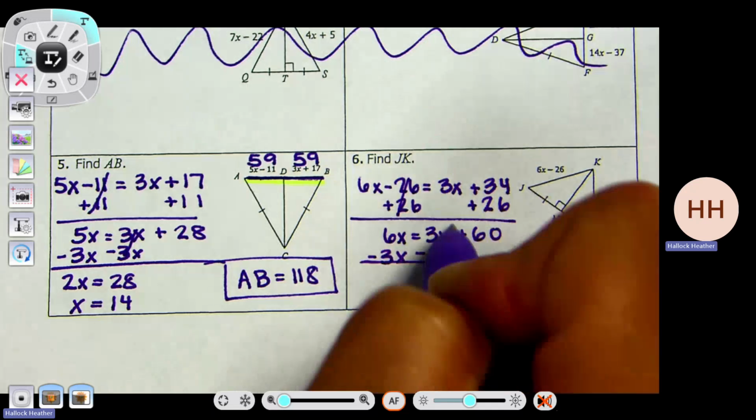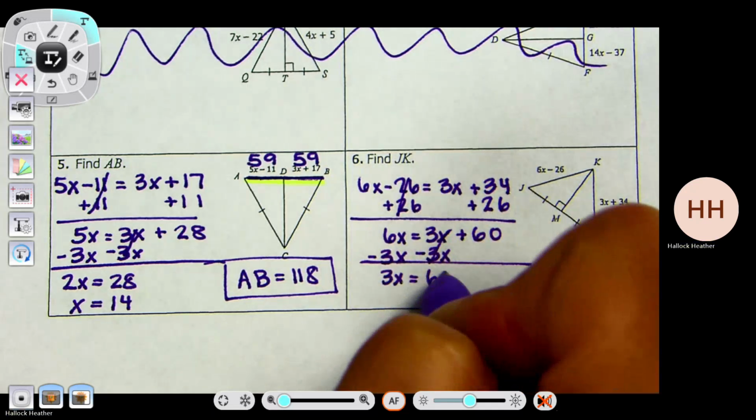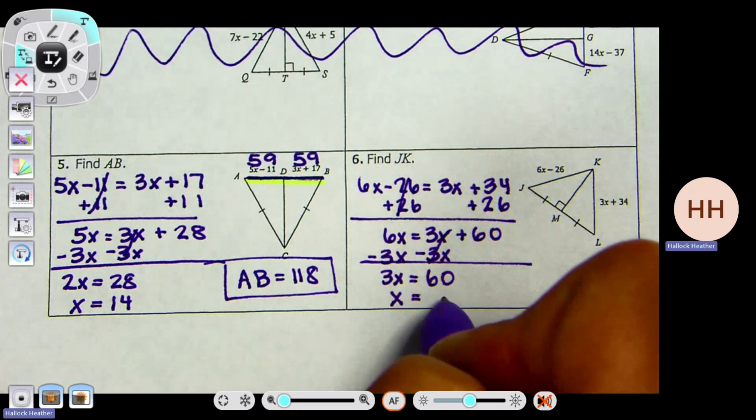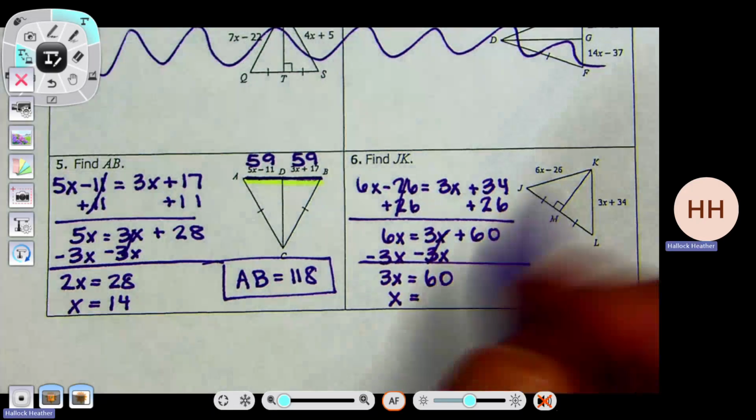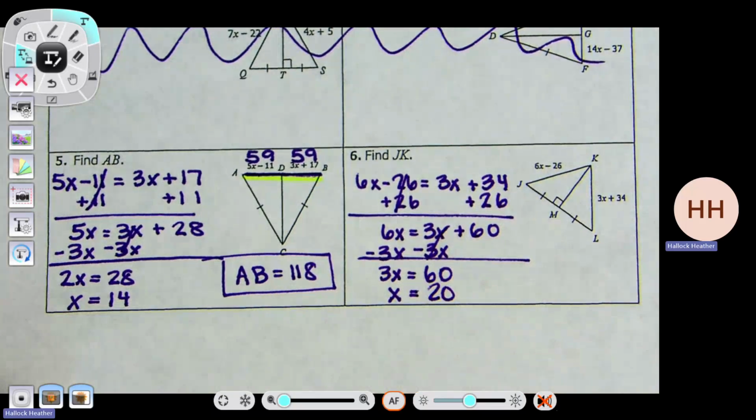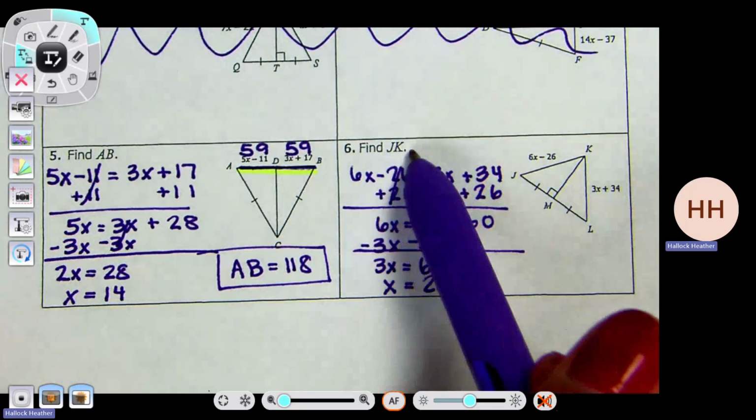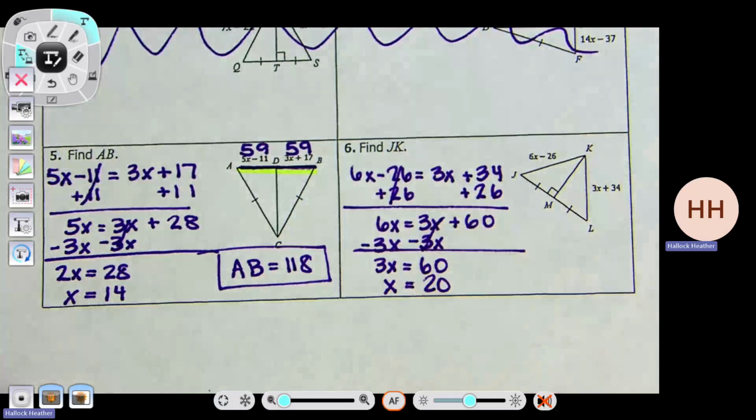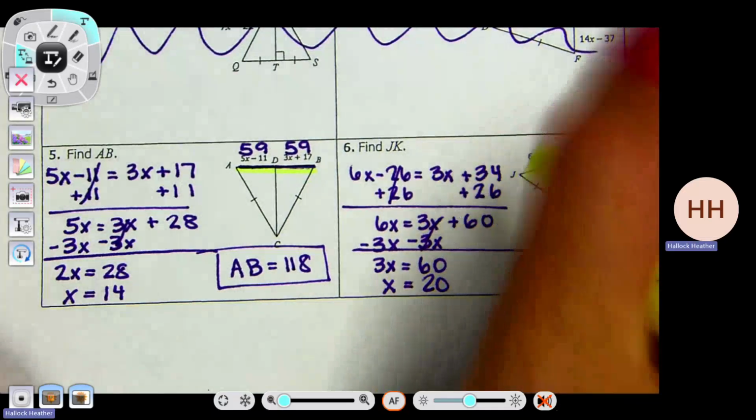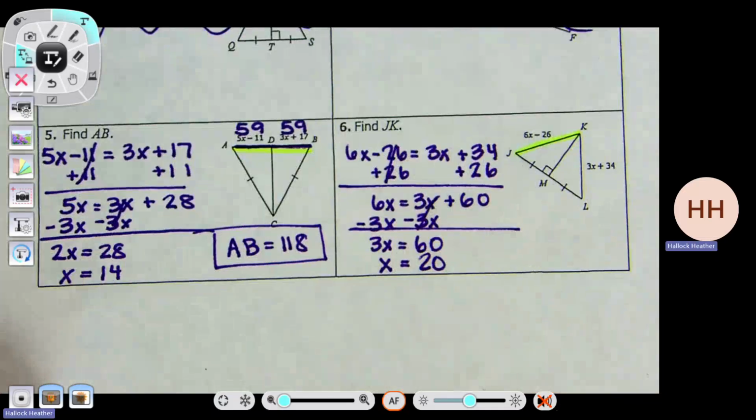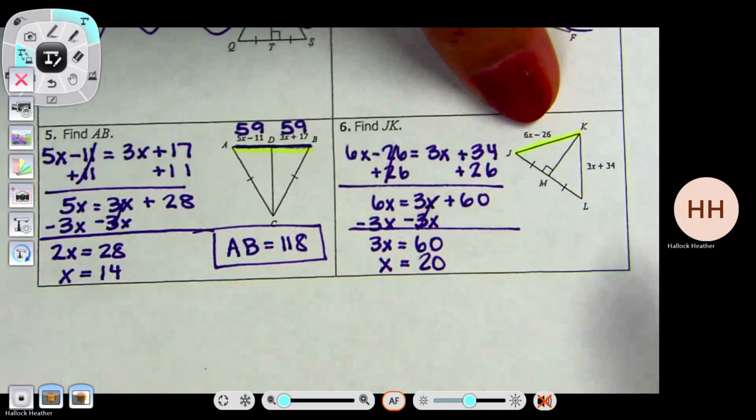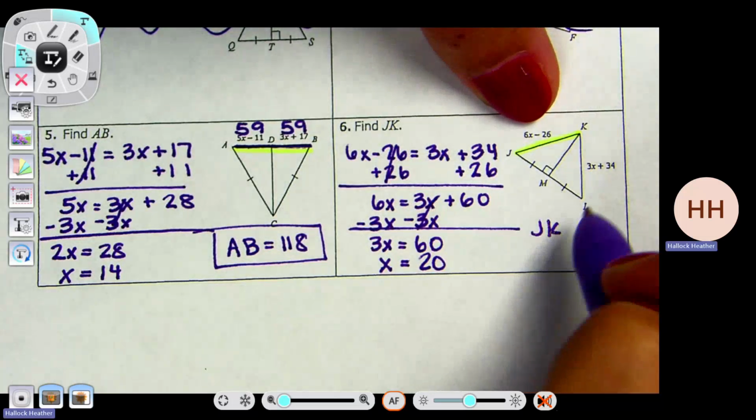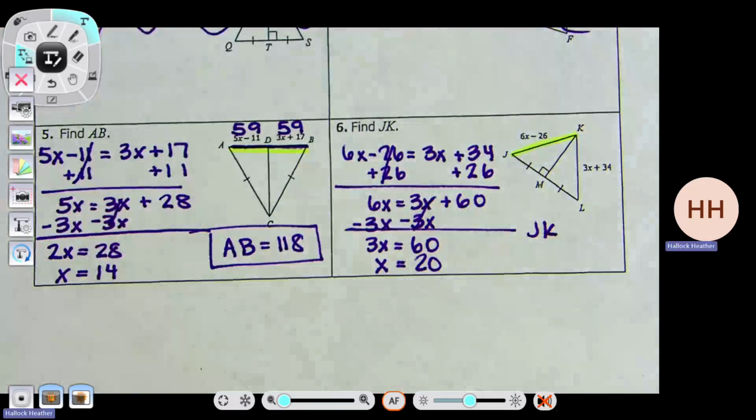Mateo, what'd you get? I got 20. Nice. Is that right? Yeah, that is right. Okay, anyways, then we got to plug it into JK. JK is here. I don't have to add them together this time. I'm just literally plugging it into one piece. So 6 times 20 minus 25 is how much? What is it? 94?